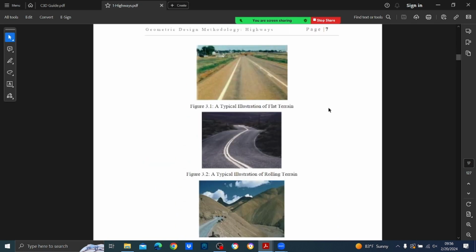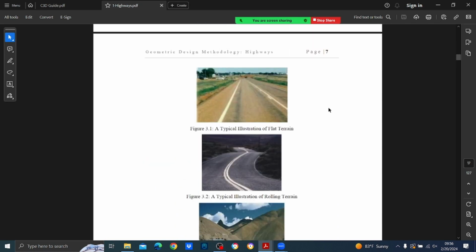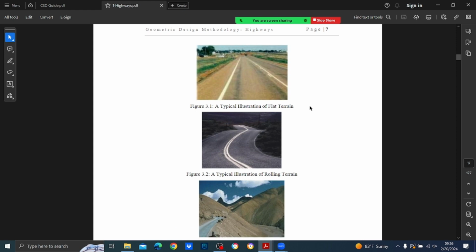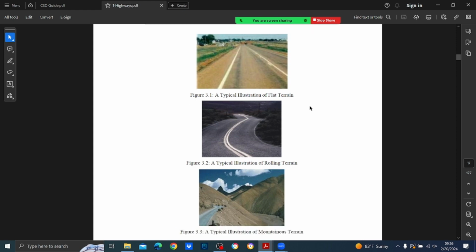Yeah, so we were talking about the terrain types. Now the terrain type can be divided into three types. One is flat terrain, another is rolling terrain, and the other is mountainous terrain. Right. So now I told you, I'm just telling you again for the completion of the recording, otherwise it is not going to be complete.